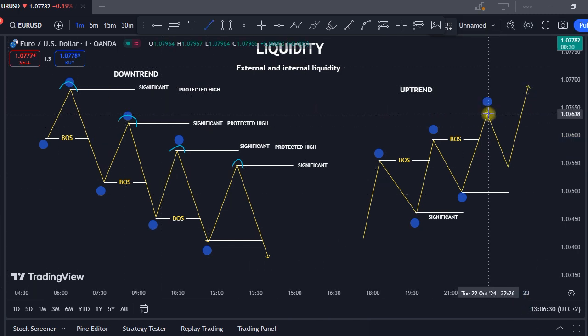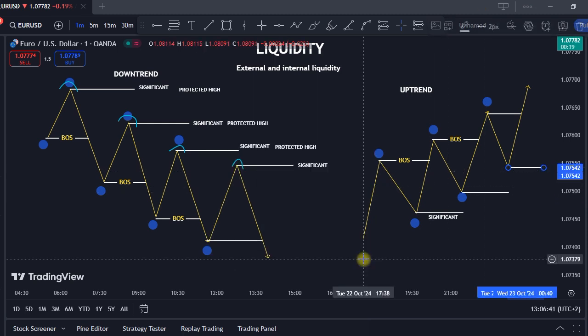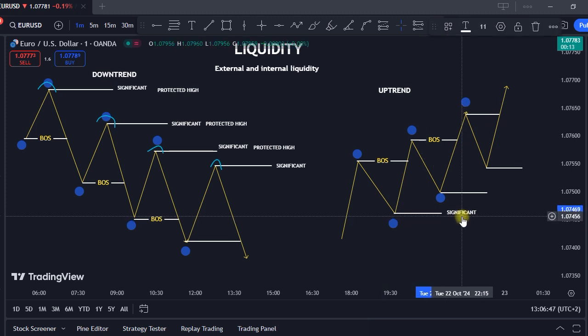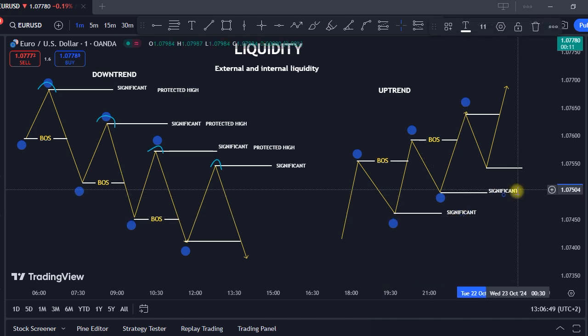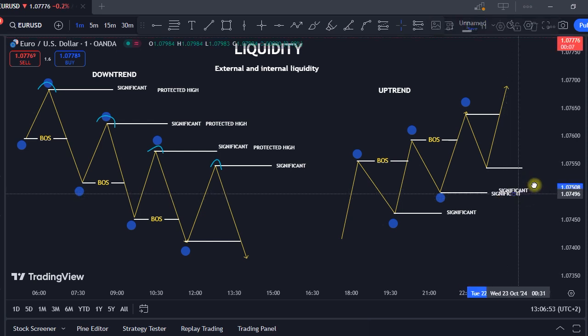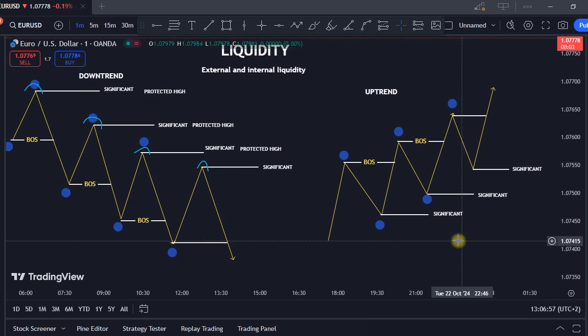So the market will break structure over here and then create a significant low over here. That is a significant low. So let's label it. This one is also significant, and this one is also significant.